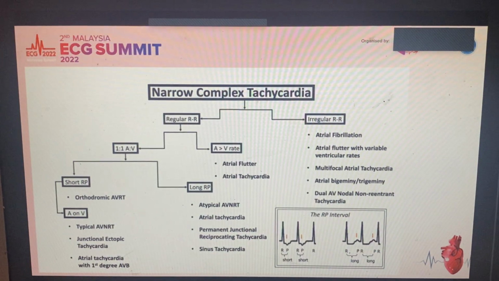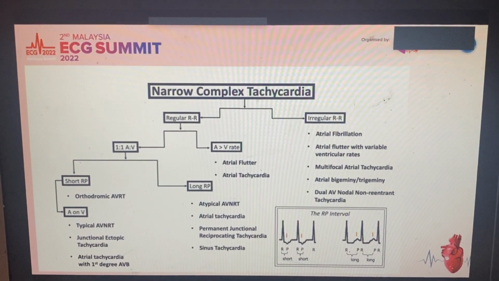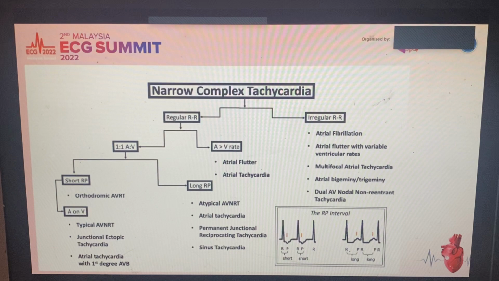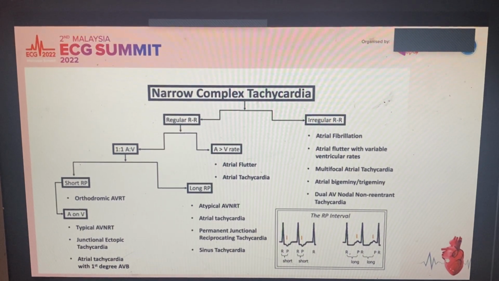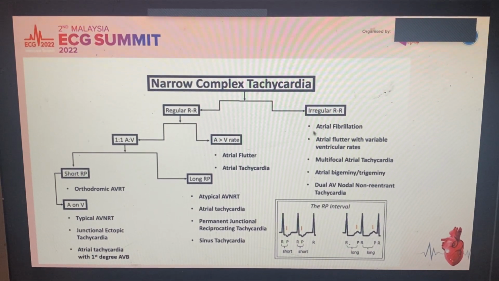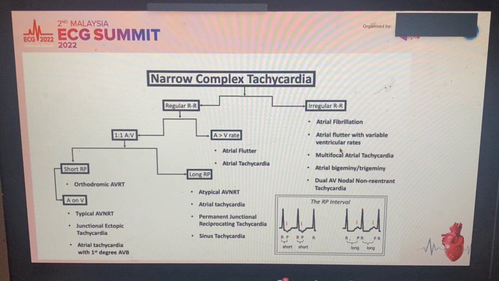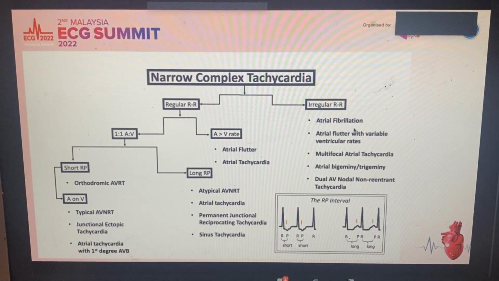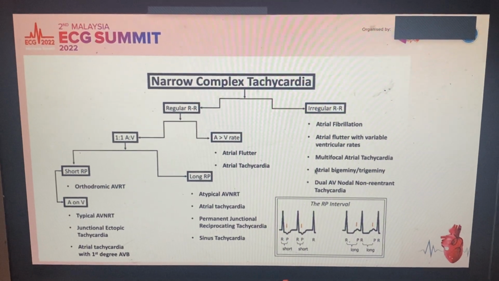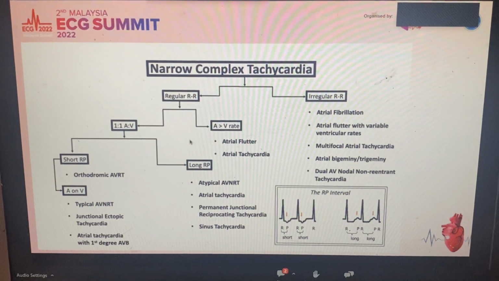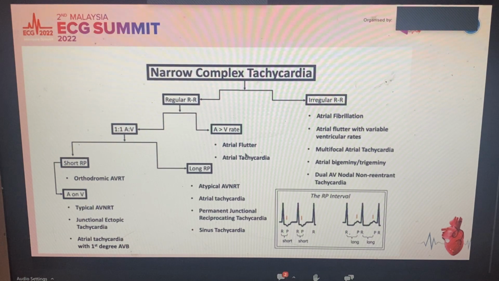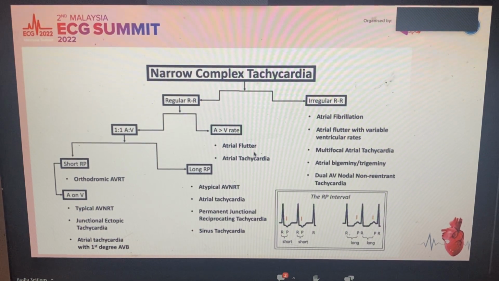When we talk about narrow complex tachycardia, generally it's divided into regular and irregular. I'm giving a new concept of measuring the R to P interval. If the narrow complex tachycardia is irregular, then 99% of the time you can bank your answer on atrial fibrillation. Other differential diagnoses are rather rare. If it's regular, then you look at the AV relationship. If the A is more than the V, which is the P wave more than the R wave, then it is an atrial tachyarrhythmia, which can be atrial flutter or atrial tachycardia.